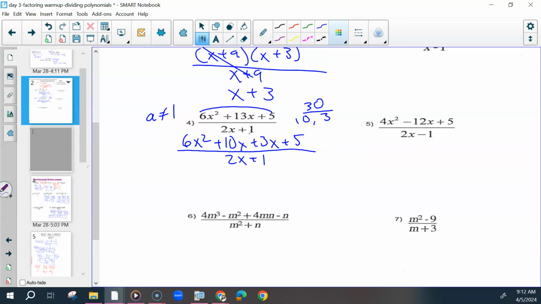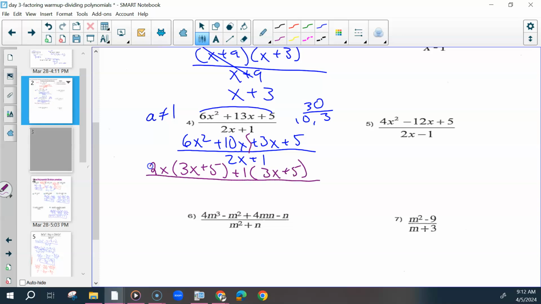So then from there, you're going to split the middle and find the GCF of the first two. What would the GCF of these first two be? 2x, leaving us with 3x plus 5. We divide the GCF out of the last two, what would that be? 1. If nothing else, always 1.